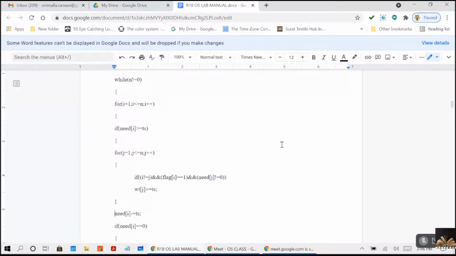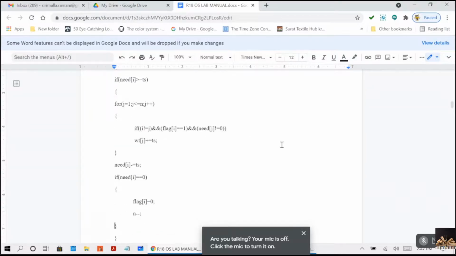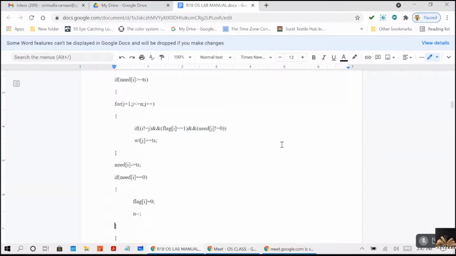This loop should get executed, right? So if j not equal to i, what I am checking here is flag of j is equal to 1, job not completed, and need of j is not equal to 0, meaning the burst time is still there, right? So there the waiting time will be increasing for the job. Waiting time of j is equal to waiting time of j plus time slice, right? You are getting me? And then need of i should be need of i minus time slice, right? So if need is equal to 0, what do I do? Flag of i is equal to 0. I am making the flag 0 and n minus minus, right? So the n value will be reduced now, right?